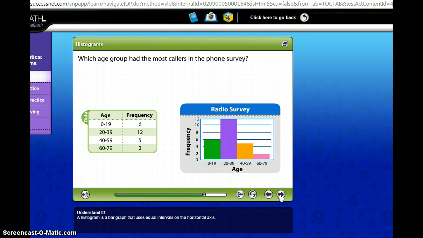Which age group had the most callers in the phone survey? 20 to 39. Most callers were in the 20 to 39 age group. Which age group had the least number of callers in the phone survey? 60 to 79. The group with the least number of callers was the 60 to 79 age group.